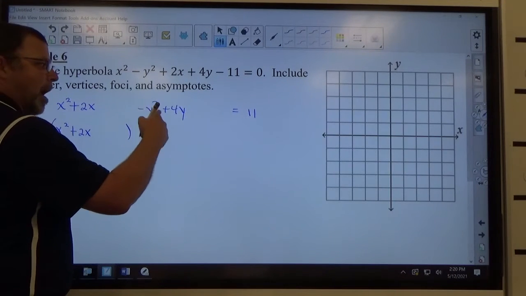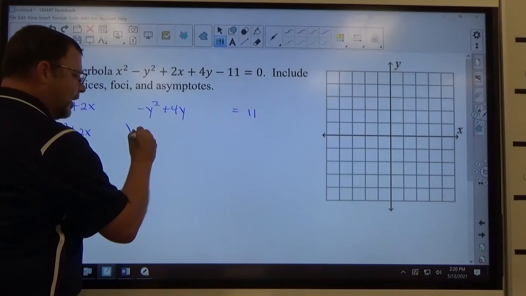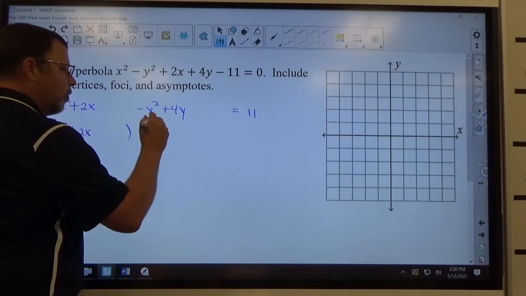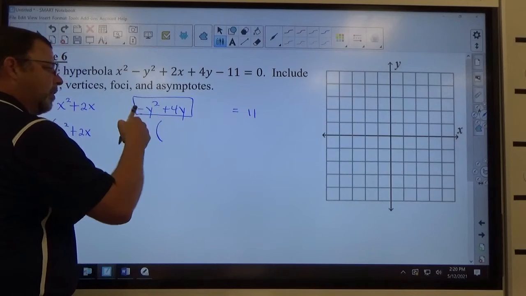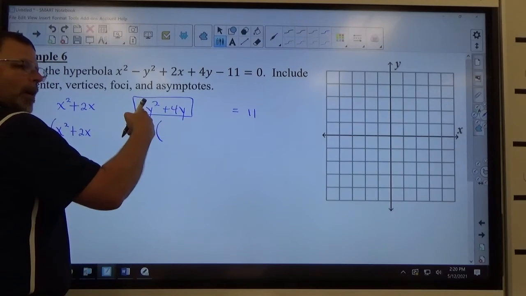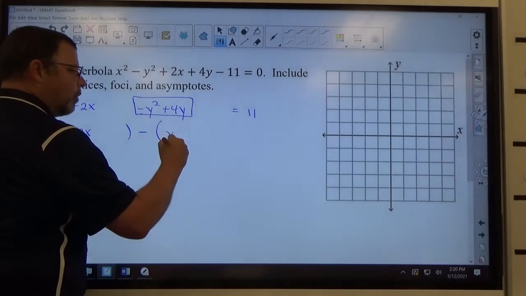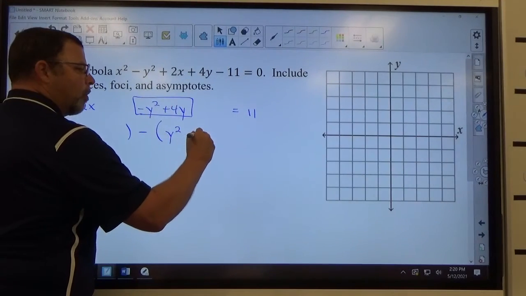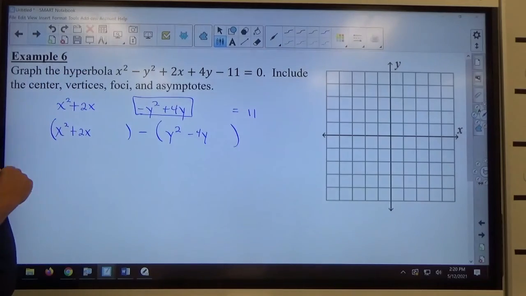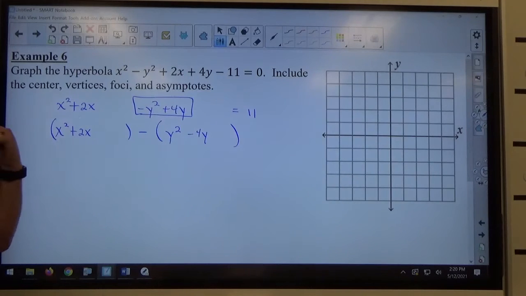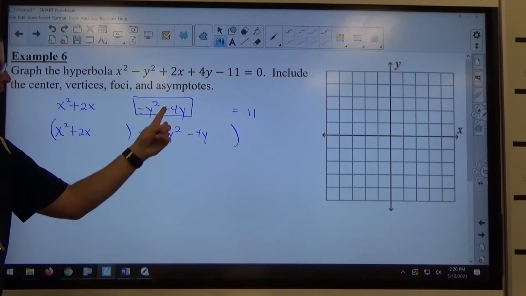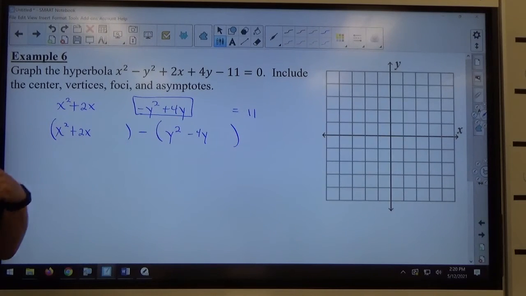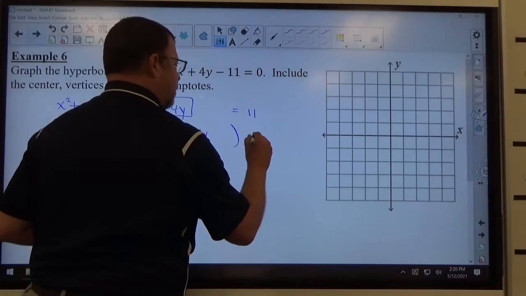Notice, though, this is not positive y squared. That's negative y squared. So I'm taking a negative out, which means for these two objects, I need to divide by negative 1. So negative y squared divided by negative 1 is positive y squared. Positive 4y divided by negative 1 is negative 4y. Again, very careful. There's always a minus sign involved in these problems. Make sure when you're extracting that negative out that the signs change on both objects. These are the two objects. This one became positive, this one became negative because we took a negative out. And then it equals 11.